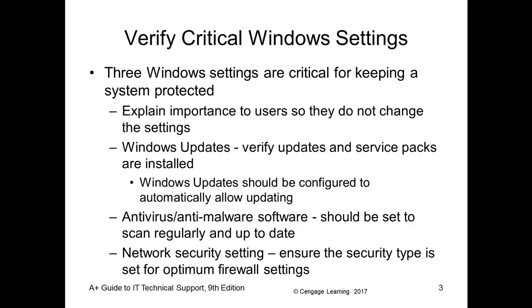And then finally, network security settings, and this is something we talked about in chapter 7, where you've got the difference between a public network, a home network, or a work network. If you choose the wrong network setting, it's going to affect your firewall settings, which could open your computer up to hackers or up to malicious software getting in. So you've got to be careful on how you set that network setting.